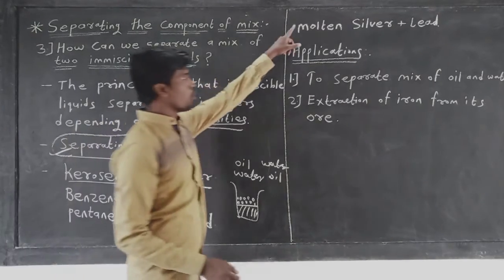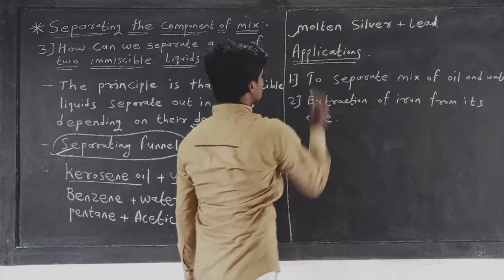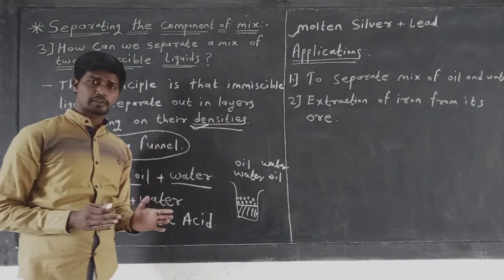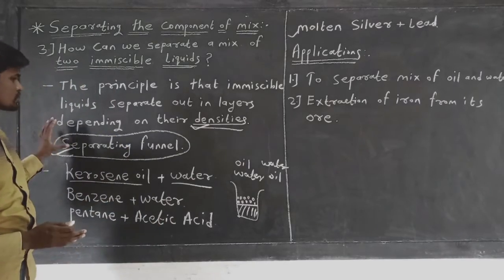Fourth, it is molten silver plus lead. These are immiscible liquids, and these immiscible liquids are separated by the separating funnel.